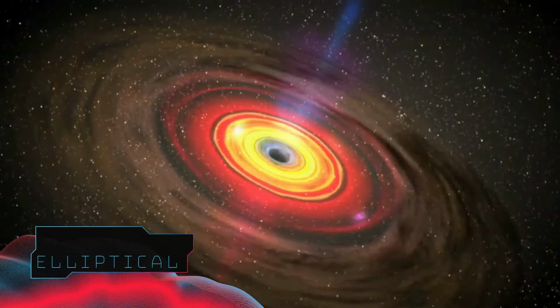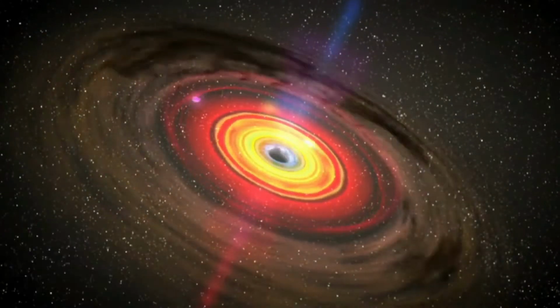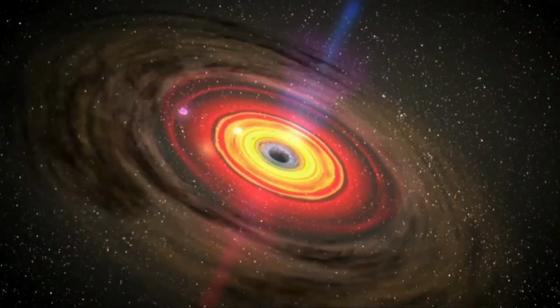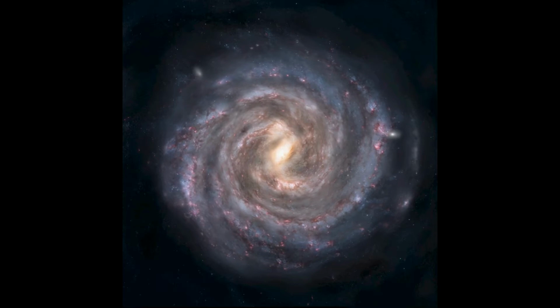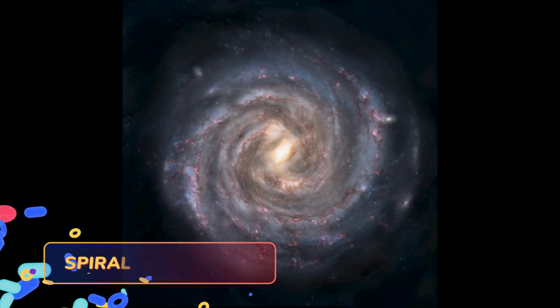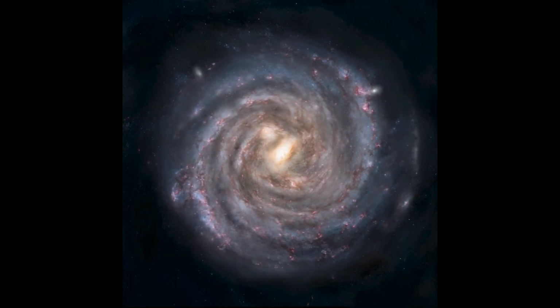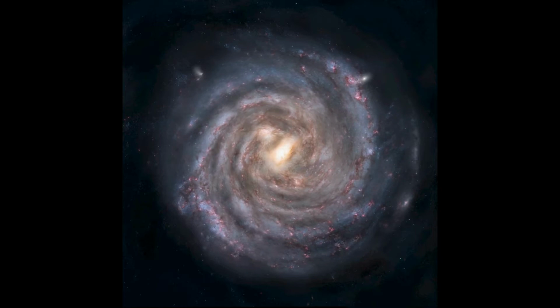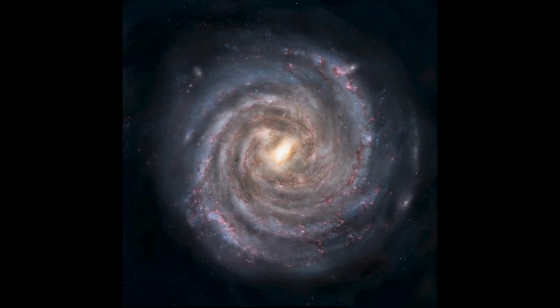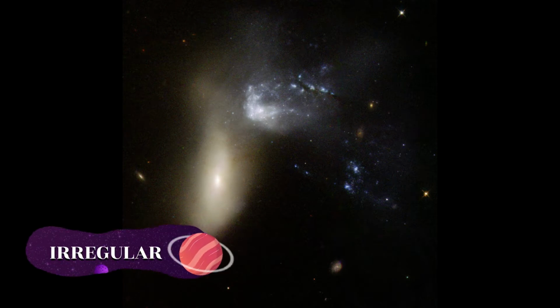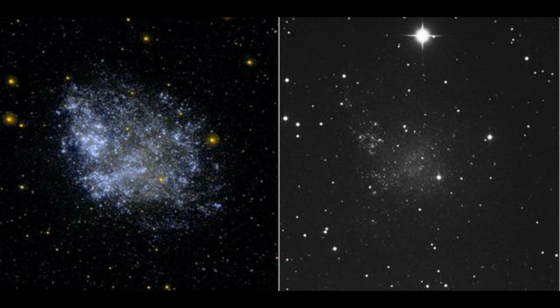Number one is the elliptical galaxy. It has a shape that is oval and round, bright at the core and dim at the sides, and consists mainly of old stars. Secondly, we have the spiral galaxy. It is disc shaped with spiral arms, usually with old stars at the center while the young stars are at the edges. Lastly, we have the irregular galaxy. It does not have a definite shape and it consists mainly of young stars.